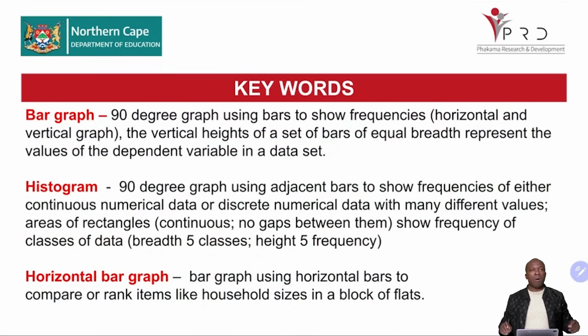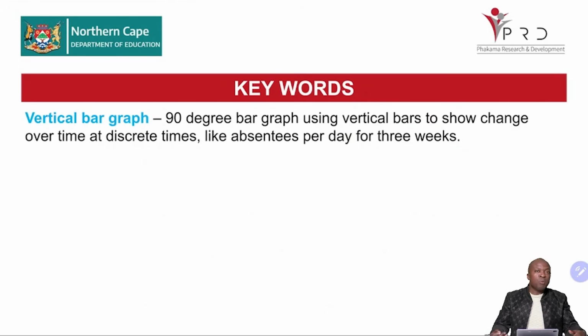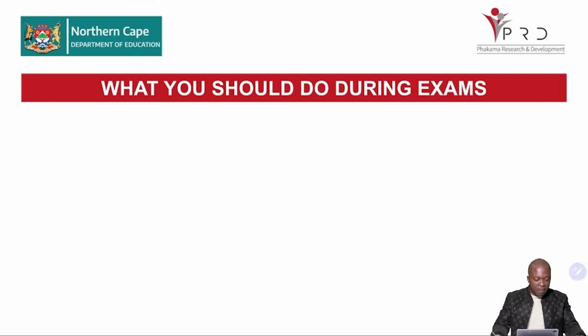Okay. So now, as a high-flying candidate, remember that by this time, you should be able to work on different types of graphs. You have bar graphs, histogram, horizontal bar graphs. These I'm showing them to you. I believe that by this time you know. If you don't know, this is a perfect opportunity for you to go over them again.